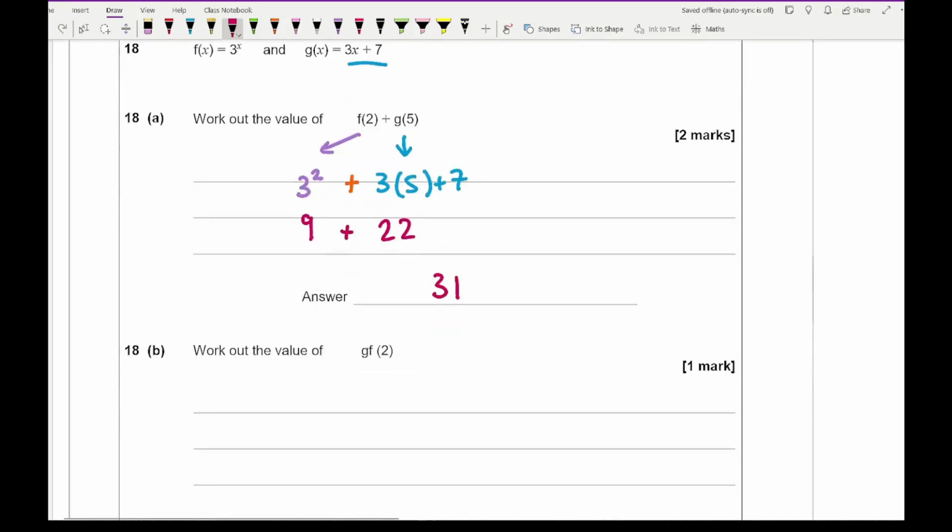For question 18b, it says work out the value of gf of 2. Now there's a couple of ways in which you can do this. You can either work out the function of g of f, or you could simply substitute 2 into f and then substitute the answer into g, which I'd probably say is going to be the quickest. So f of 2, well, we've already worked that out as being 9. So then if we do g of 9, we get 3 times 9 plus 7, which is 27 plus 7, which is 34.